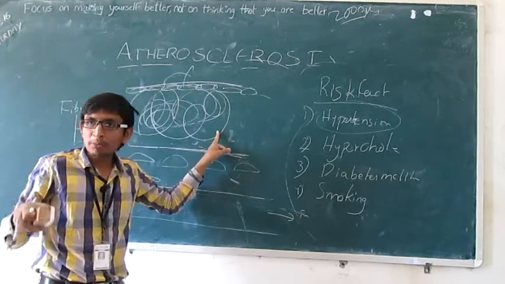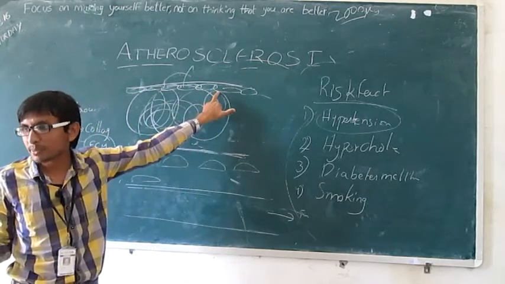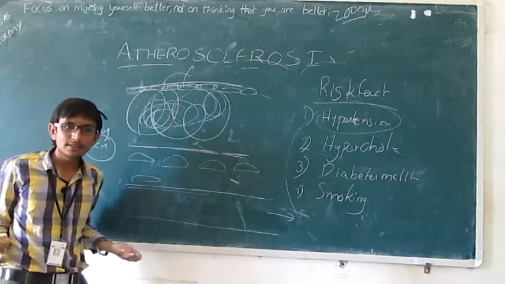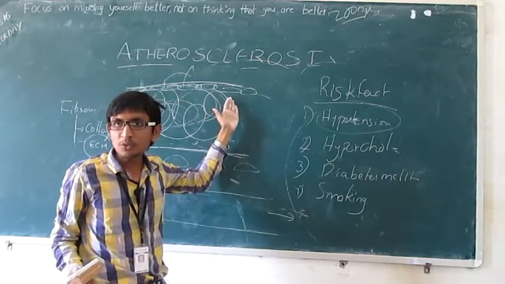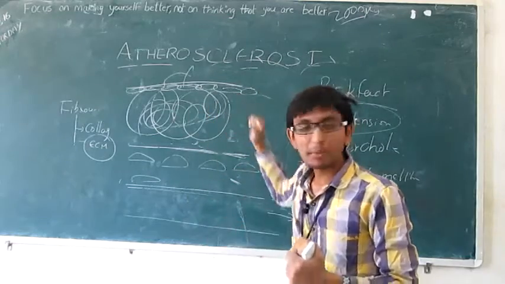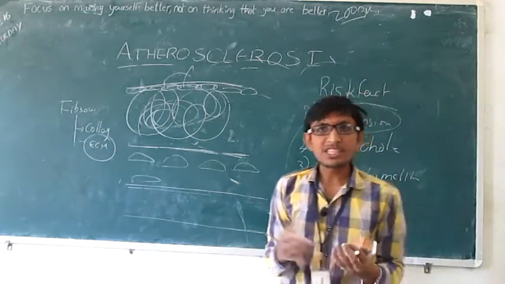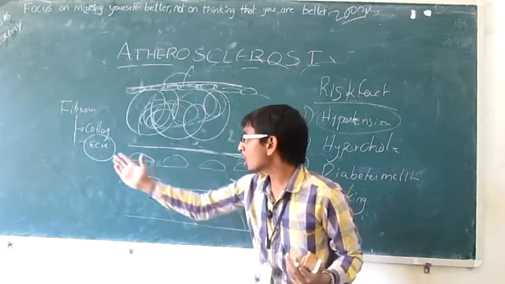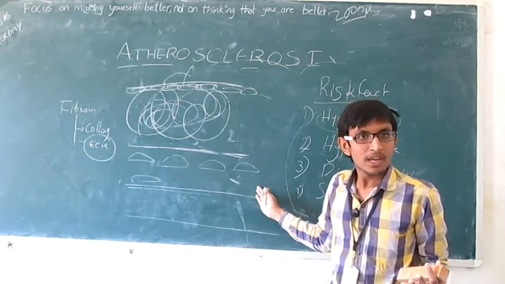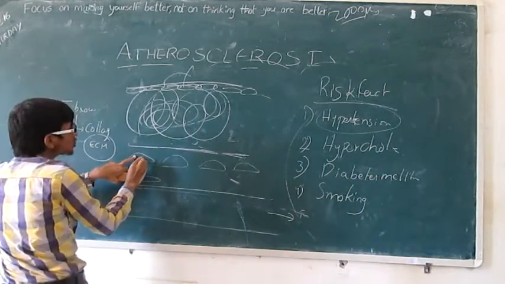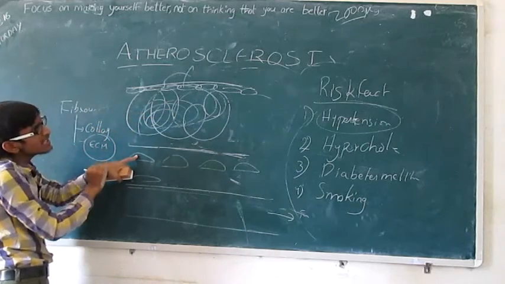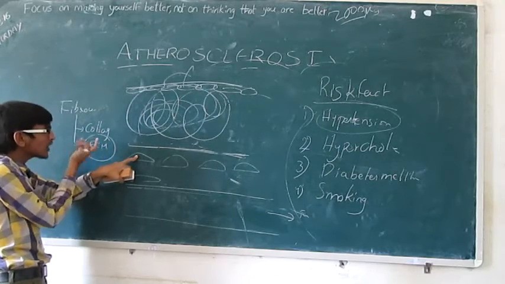See, this lipid core is formed by foam cells, but if you want to form the fibrous cap, if you want to form collagen, if you want to form extracellular matrix, we require cells. Can you tell me which cells are involved in forming the fibrous cap? Which cells in your body form collagen? Your tunica media cells, your vascular smooth muscle cells. If these vascular smooth muscle cells really want to stabilize this lipid core, they have to make collagen, they have to make extracellular matrix.